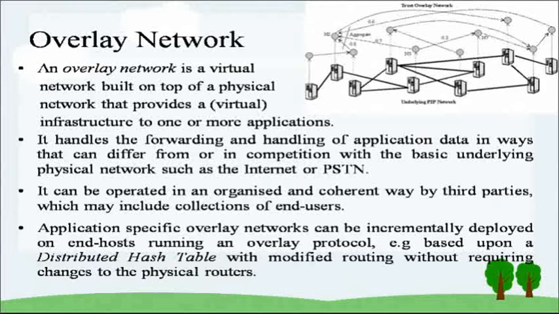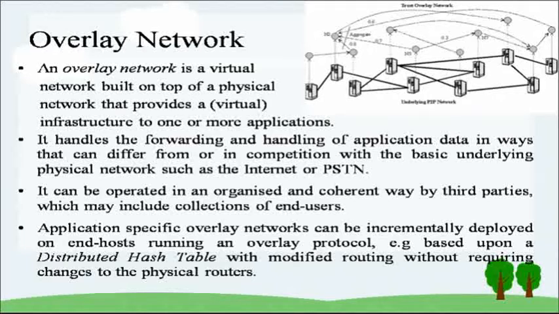The next is overlay networks. As the name says, an overlay network is a virtual network which is built on top of a physical network that provides a virtual infrastructure to one or more applications. So the underlying network is there, and on top of that this overlay network is built. It handles the forwarding and handling of application data in ways that can differ from or be in competition with basic underlying physical networks such as the internet or PSTN. So it is not mandatory to have ways which are similar to the underlying core network. It may be similar to it, or it may differ.